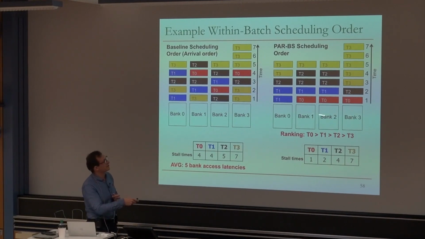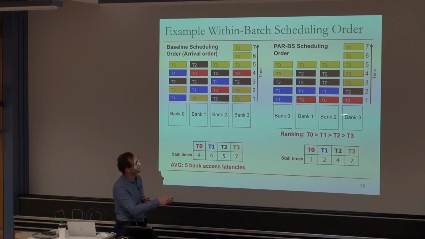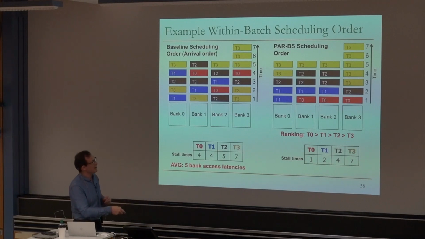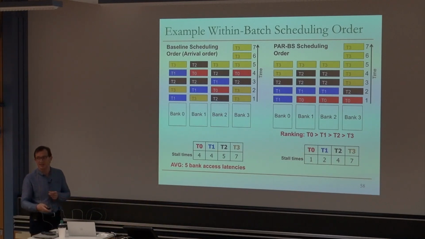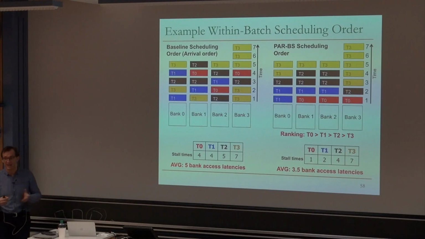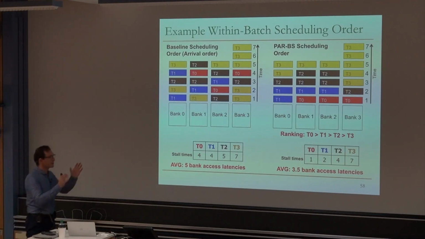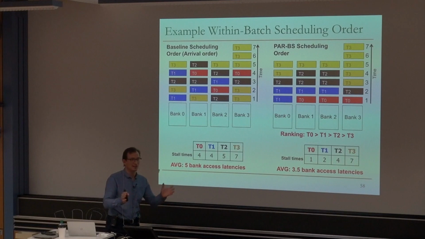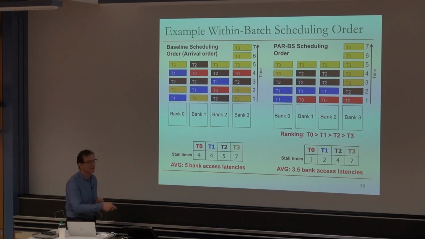And you do it in a manner to maximize the progress of the thread that has the lowest stall time. And if you actually average these stall times that you get after all of this, you get 3.5 bank access latencies. So for this particular batch, you get a 30% reduction in stall times.